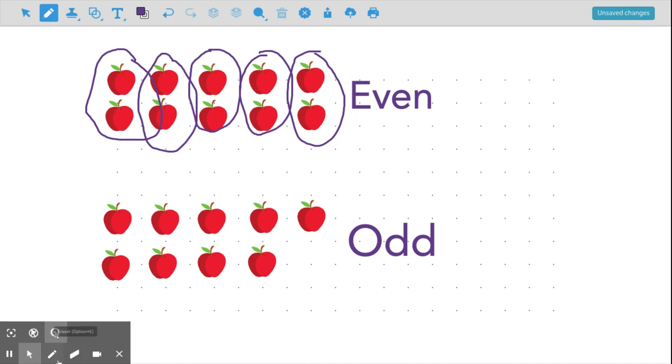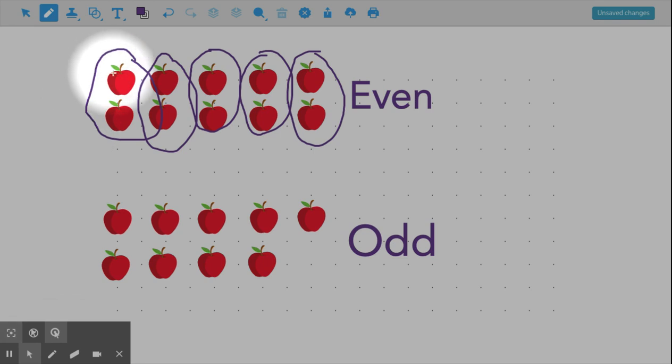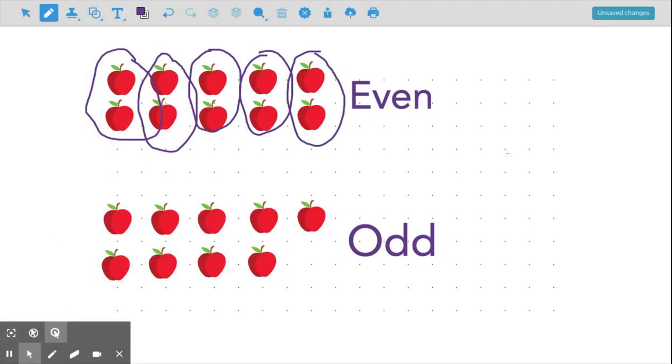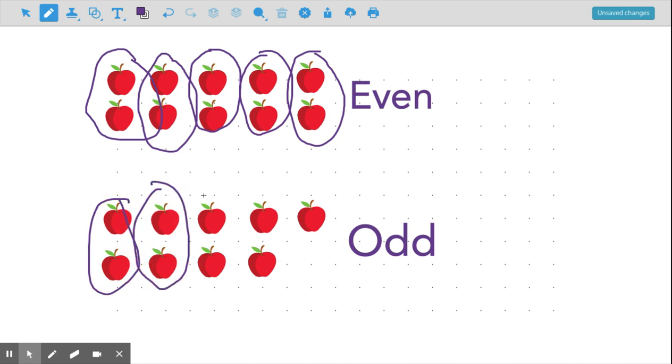And let's count and see how many we have. 1, 2, 3, 4, 5, 6, 7, 8, 9, 10. So 10 apples is even, or the number 10 is even. Now let's look at the next group of apples. These two have a partner. These two have a partner.